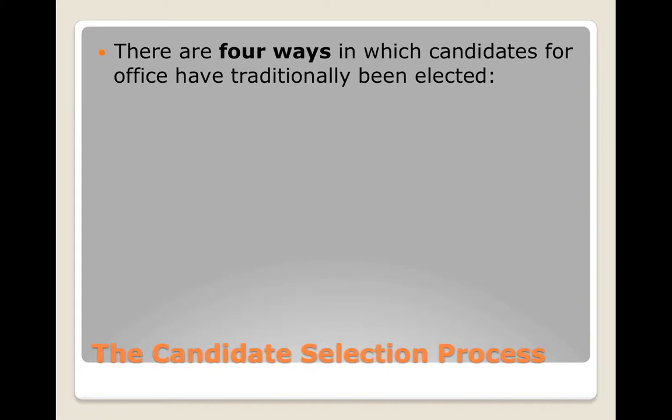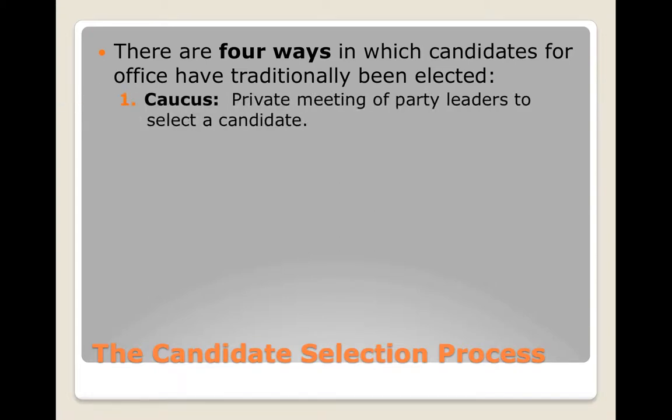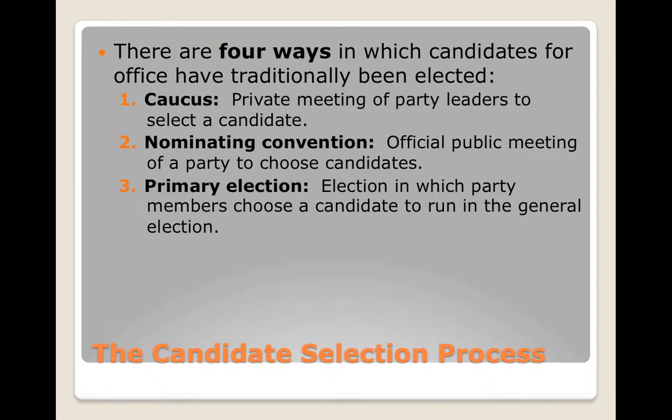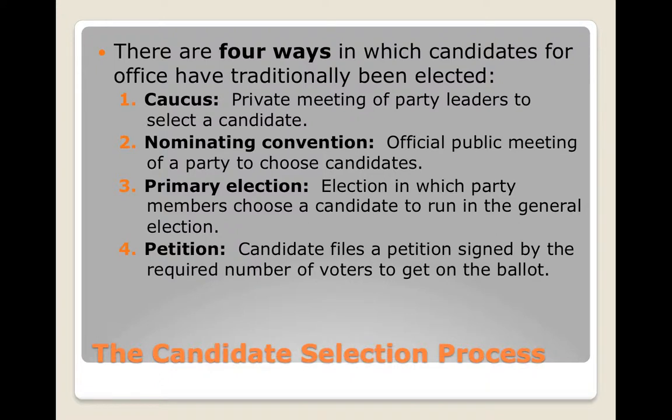Candidate selection process. There are four ways in which candidates for office have traditionally been elected. One is the caucus, a private meeting of party leaders to select a candidate. Two, the nominating convention, an official public meeting of a party to choose candidates. Three, the primary election, an election in which party members choose a candidate to run in the general election. And four, petition. A candidate files petitions signed by the required number of voters to get onto the ballot.